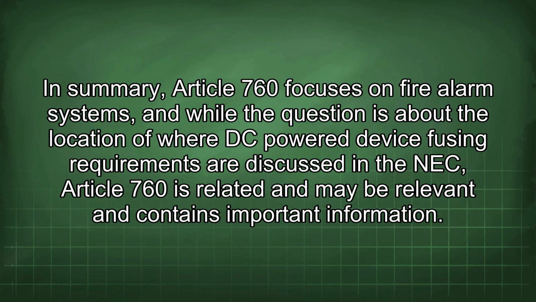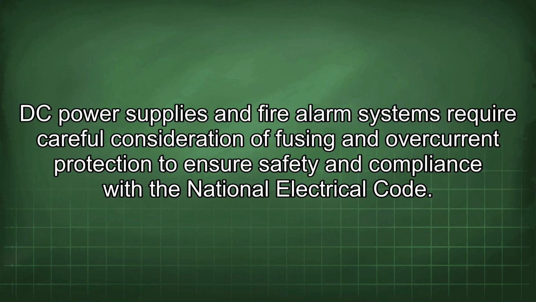In summary, Article 760 focuses on fire alarm systems, and while the question is about where DC power device fusing requirements are discussed in the NEC, Article 760 is related and may be relevant and contains important information. DC power supplies and fire alarm systems require careful consideration of fusing and overcurrent protection to ensure safety and compliance with the National Electrical Code.